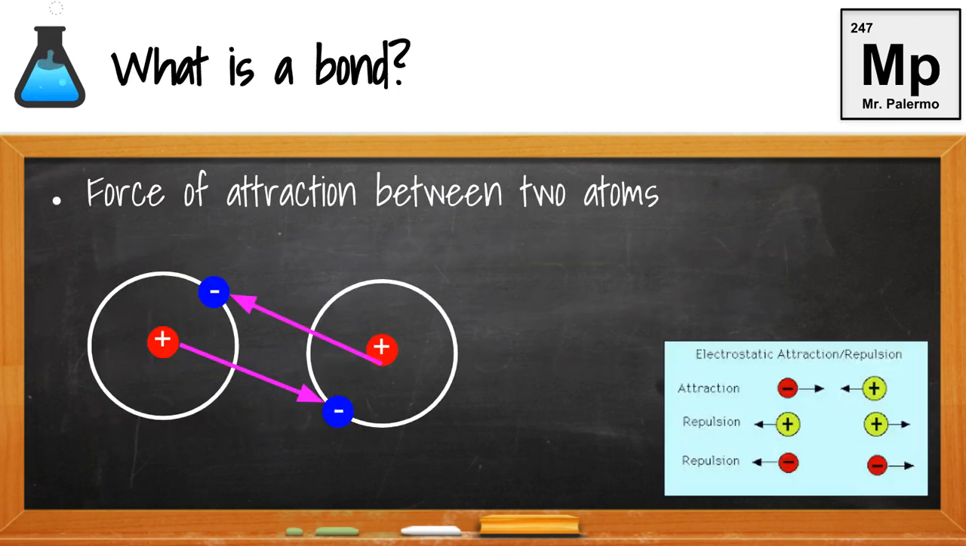So what is a chemical bond? A chemical bond is a force of attraction between two atoms. So here I have two atoms, as you can see, and you can see that the positive nucleus of one atom is attracting the opposite charge, the negative electrons of another, and then vice versa. So this positive nucleus is attracting the negative electrons of this atom, and this pulling together creates a chemical bond. There are also some repulsive forces going on. We have the negative electrons repelling each other, and then of course the positive nuclei repelling each other as well.